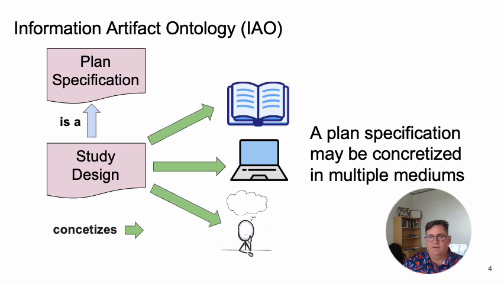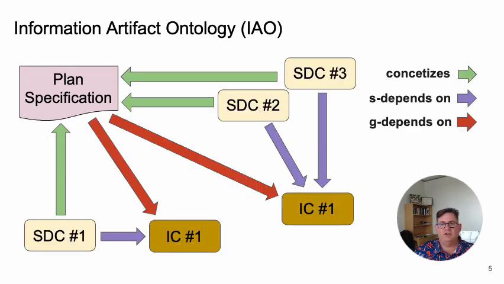In IAO, the same plan specification can be concretized in multiple entities. For example, a study design, a type of plan specification, may be concretized in multiple entities, such as in a manuscript, computer, or in a person's memory. Furthermore, the nature of the concretizes relation is not one-to-one with generic dependence. Two distinct SDCs that depend on the same independent continuant can concretize a particular plan specification, and this plan specification can generically depend on multiple independent continuants.